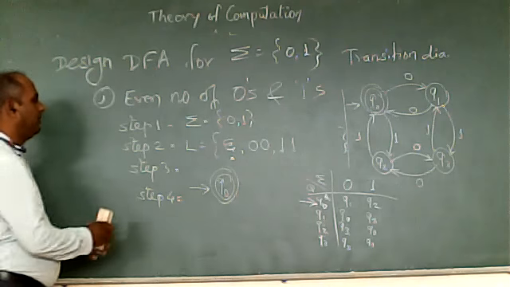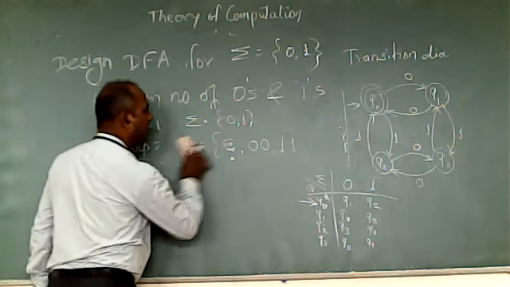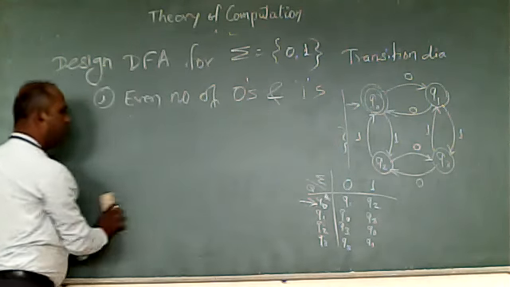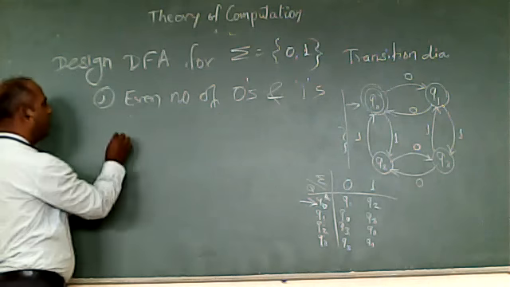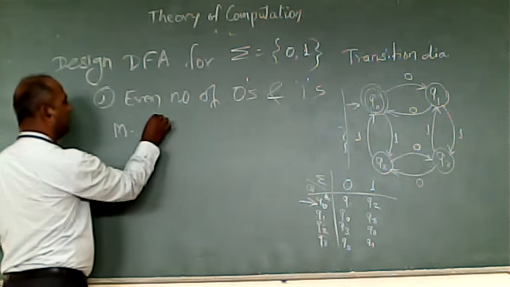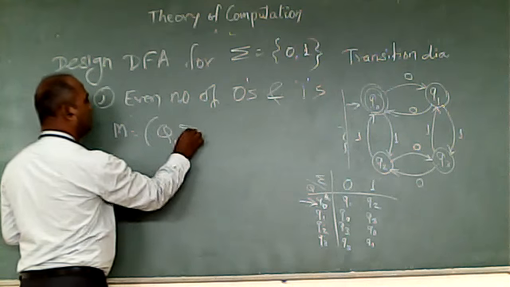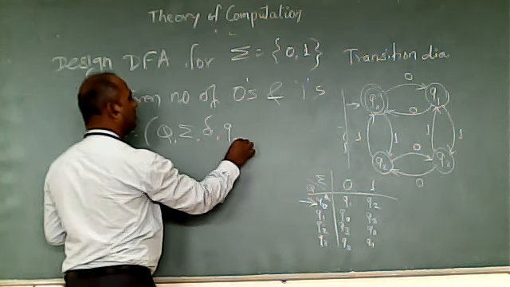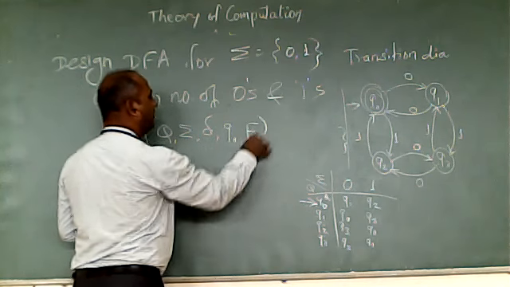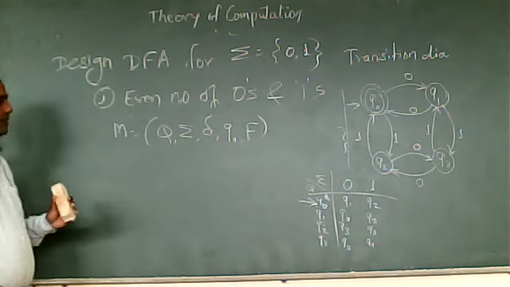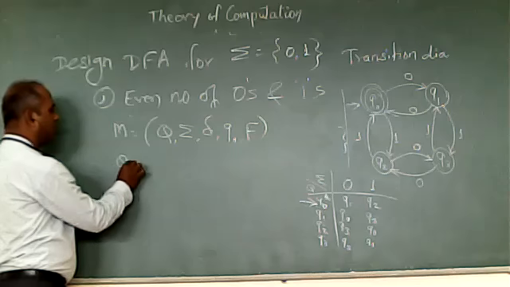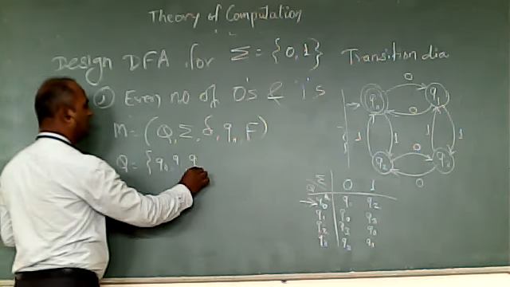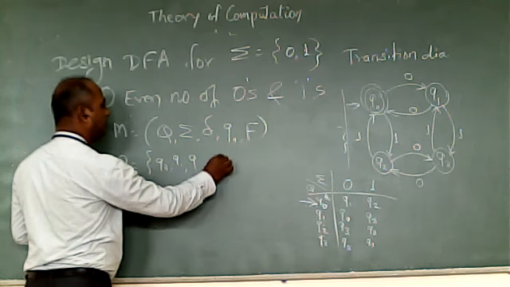Now again we have to write the definition of the finite automata. Already we know the definition of finite automata. Machine is given as capital Q, sigma, delta function, Q0, and F, that is your final state. So now in this problem statement, what is the Q? Q is the states, that is Q0, Q1, Q2, Q3.